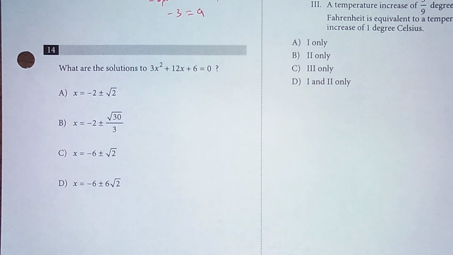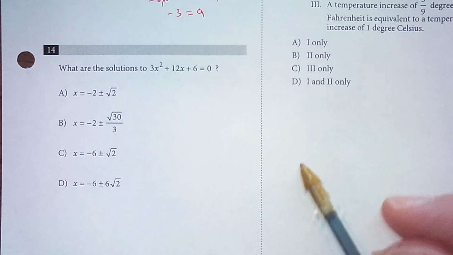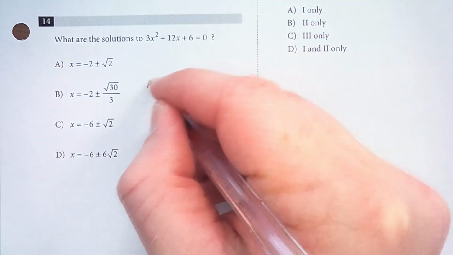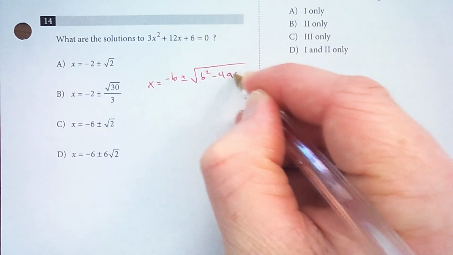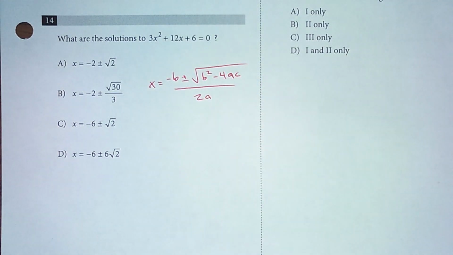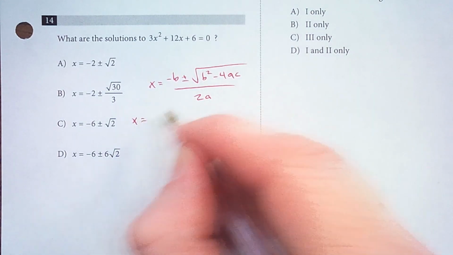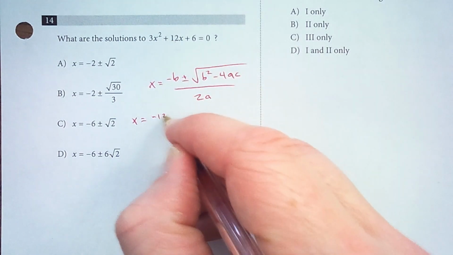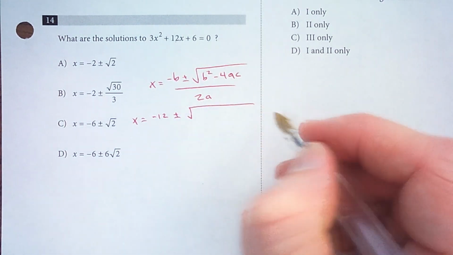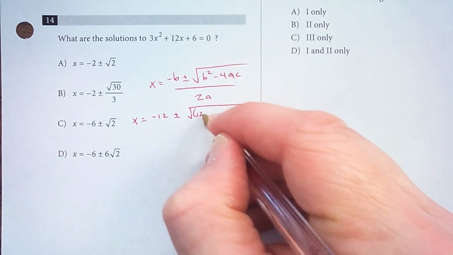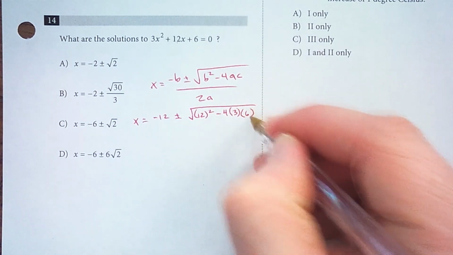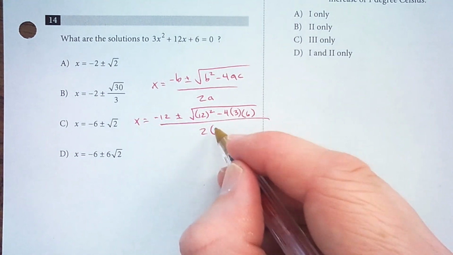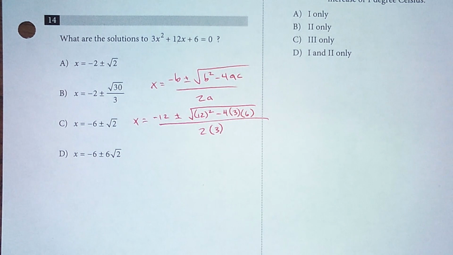For number 14, what are the solutions to this equation? Let's use the quadratic formula. That's x equals the opposite of b plus or minus the square root of b squared minus 4ac, all over 2a. So here x equals -b, the opposite of b is -12, plus or minus the square root of b squared. b is 12, so that's 12 squared, minus 4 times a, which is 3, times c, which is 6, all over 2 times a, which is 3. Now remember, we can't use a calculator here, but I don't think these numbers are going to be too big for us.